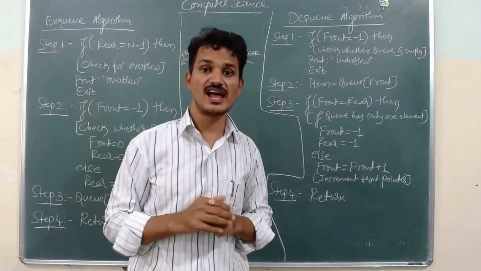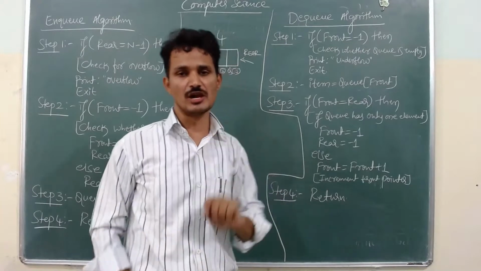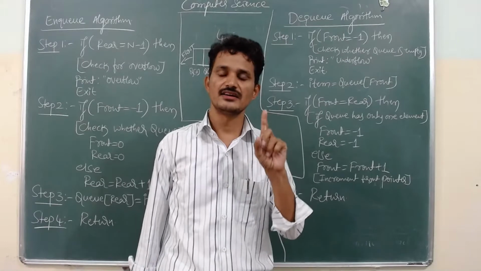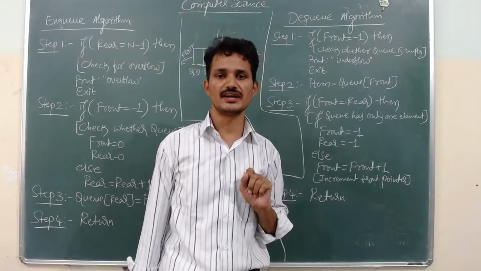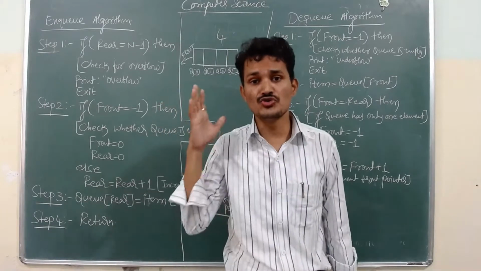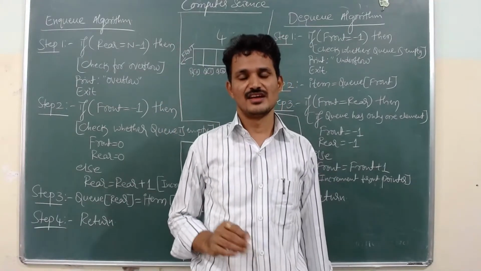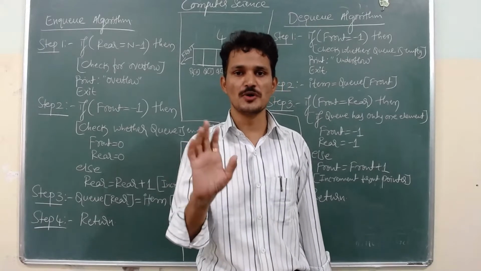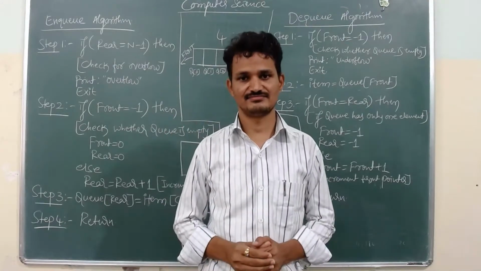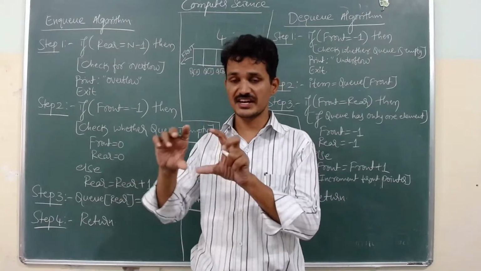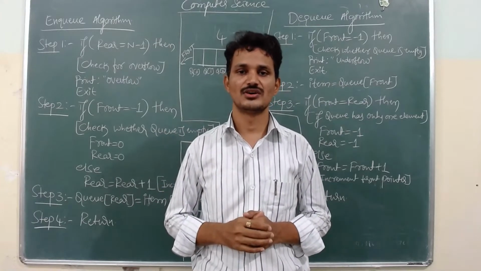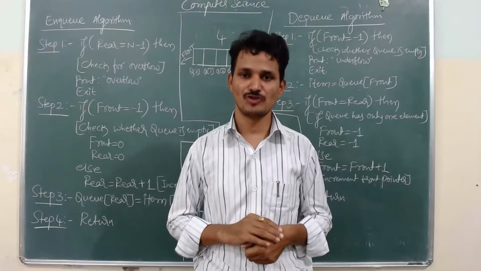It is not possible. At that time, the condition will be front is equal to 0 and rear is equal to n minus 1. I'll repeat once again. When the queue data structure is full, the value of front is 0 and the value of rear is n minus 1. This condition indicates that the queue is full, or else you can call it an overflow.